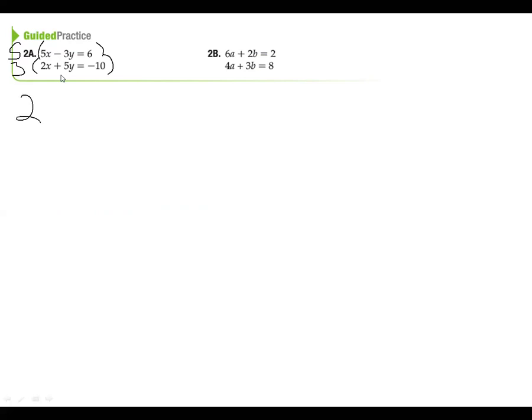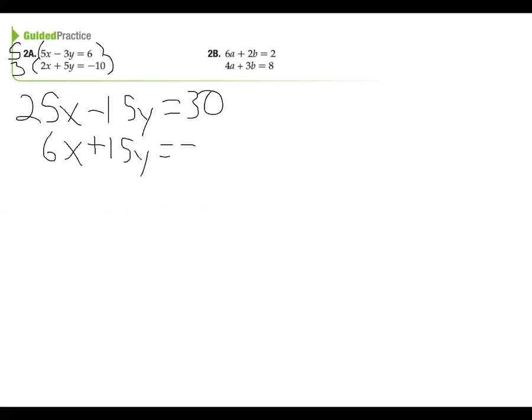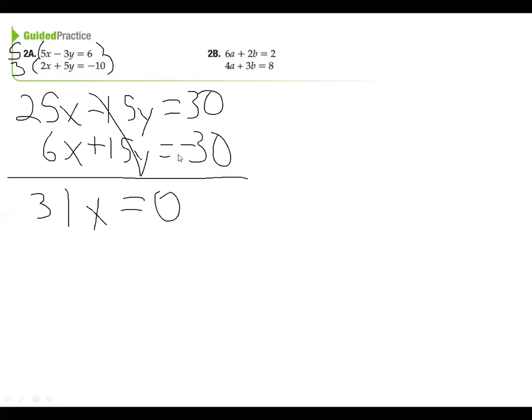So that's going to give you 25x minus 15y equals 30. And then you'd have 6x plus 15y equals negative 30. So the y's cancel, and you would get 31x equals, and notice 30 plus negative 30 is 0. And you're allowed to have 0 as one of your answers. So that just means x is 0.